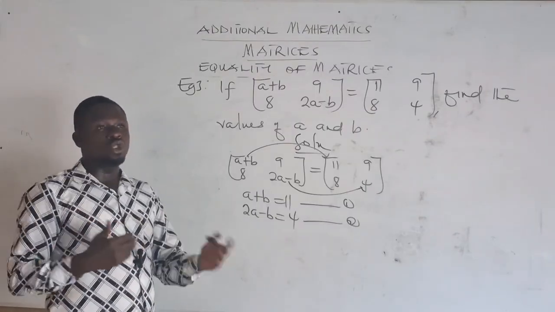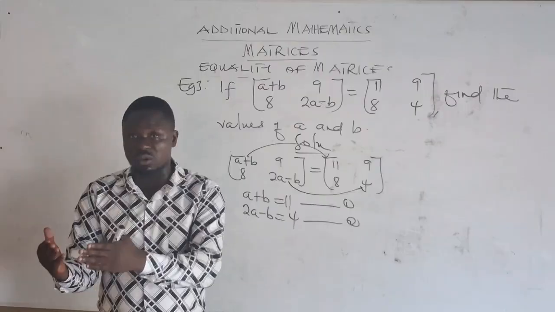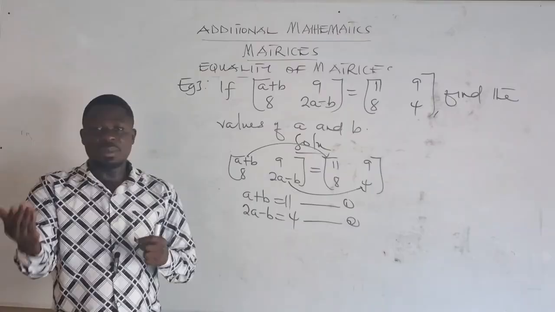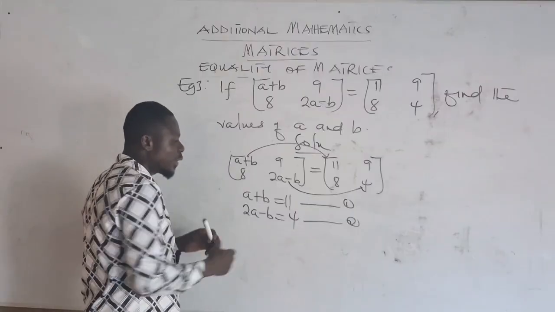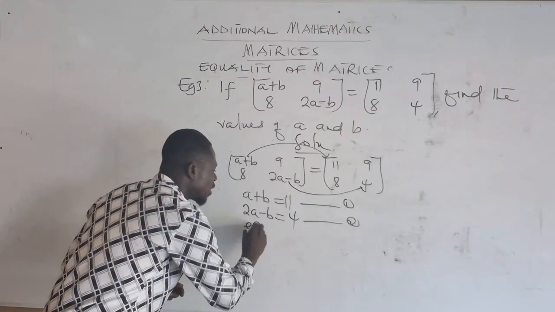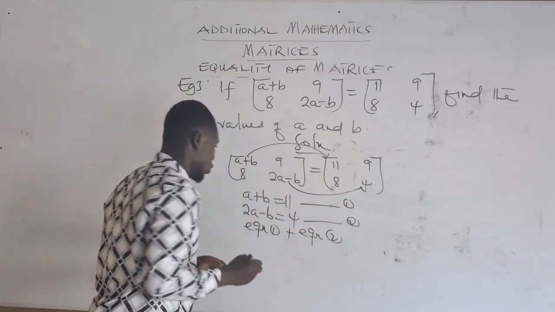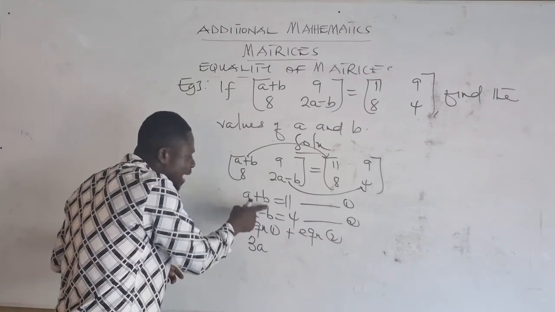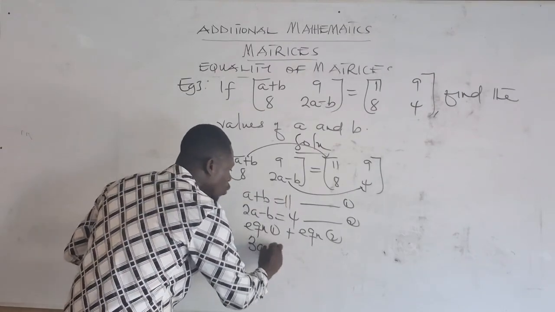Now, if you want to use elimination method, it means that of the two variables, one of them has to be gotten rid of, taken away, eliminated. Then one will be maintained. So we are going to maintain a in this case, then we get rid of the b. Now, if that is the case, then we will write equation 1 plus equation 2. So adding this and this will be 3a. Adding b and negative b will be 0. And then adding 11 and 4 will be 15.